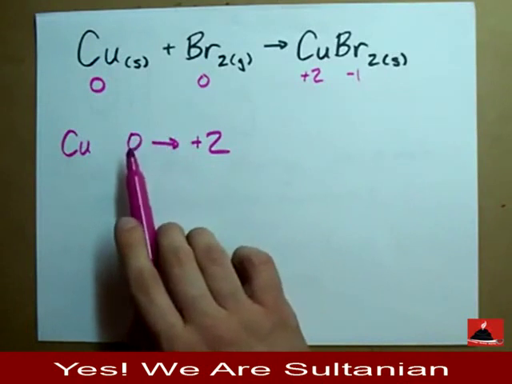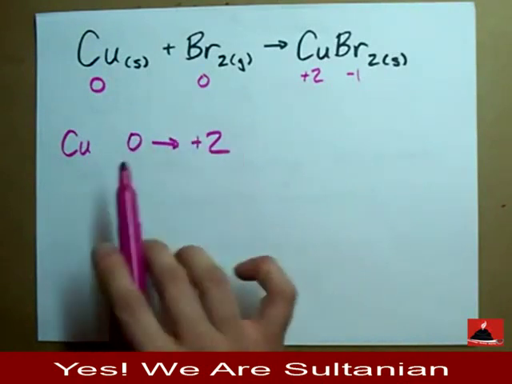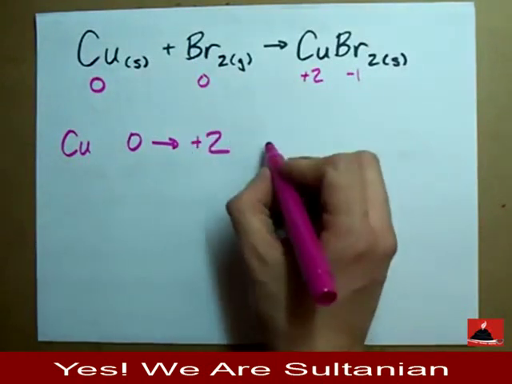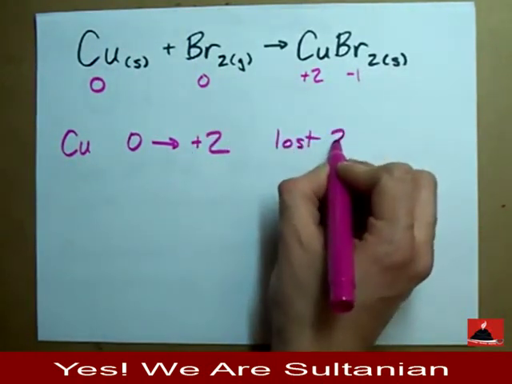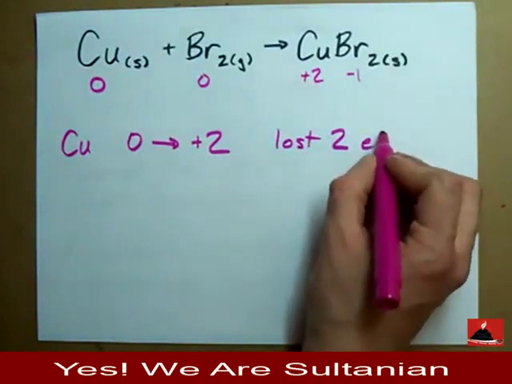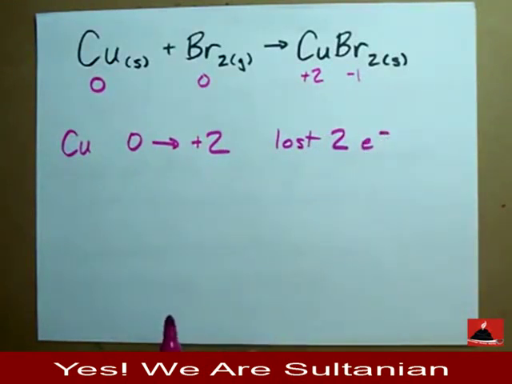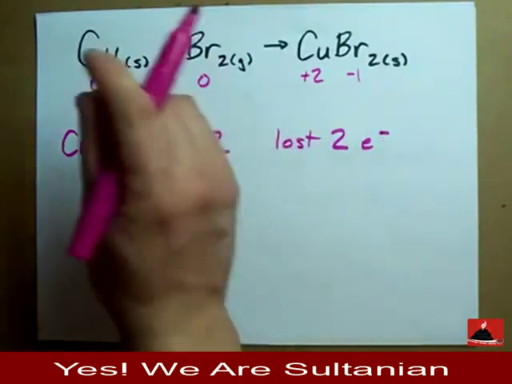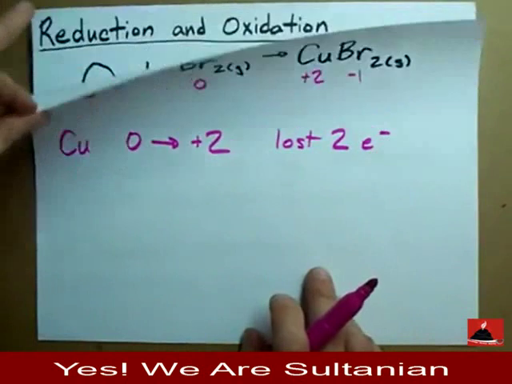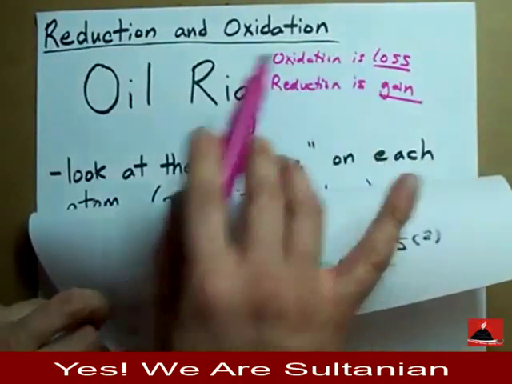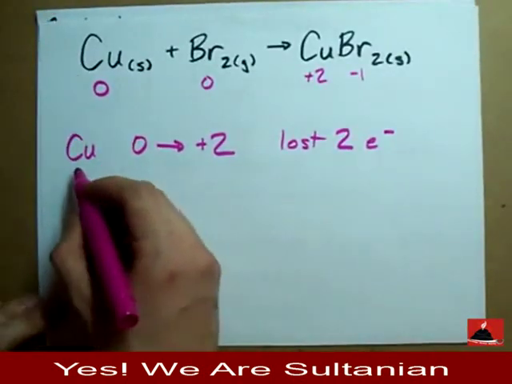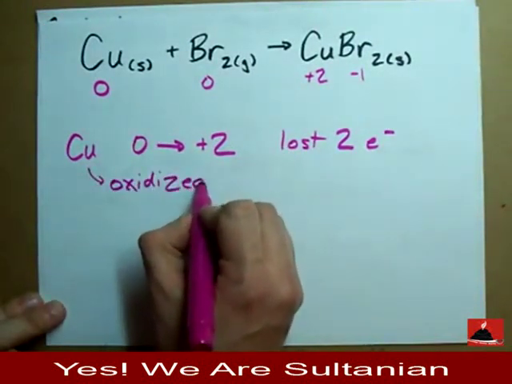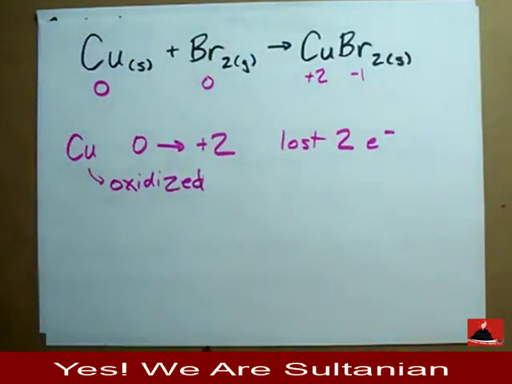So, if you go from a charge of 0 to plus 2, what happens to your electrons? Electrons have a negative charge. This guy lost two negative charges. He lost two electrons. A loss of electrons? Let me take a look here. It says here oxidation is a loss of electrons. So the Cu has been oxidized. That's how you can tell.